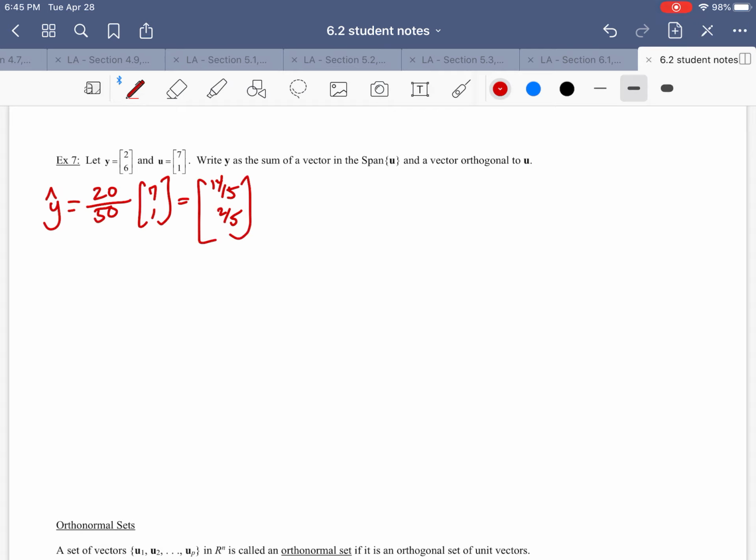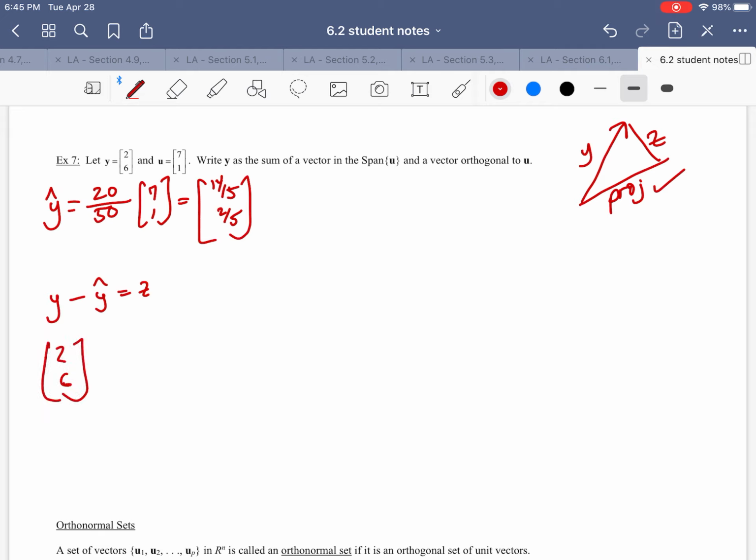All right, so now we have to find, so if I kind of go with that picture we had before, this was y, this was my projection, and this was z right here. We just found the projection vector. All right, so now I have to do y minus that to get my z. So y minus y hat equals my z vector. So 2, 6, oh geez, that's not right, hang on. 2, 6, that vector, minus the 14/5 and the 2/5 is going to be what I want.